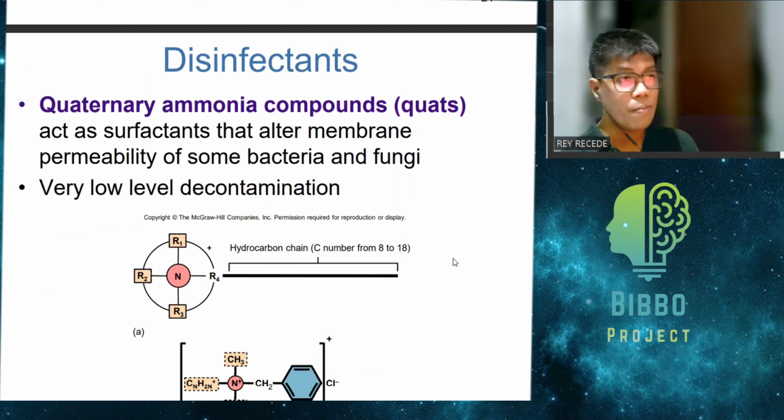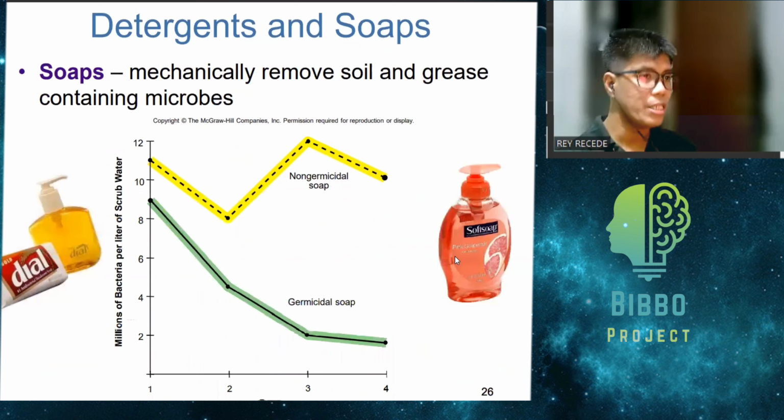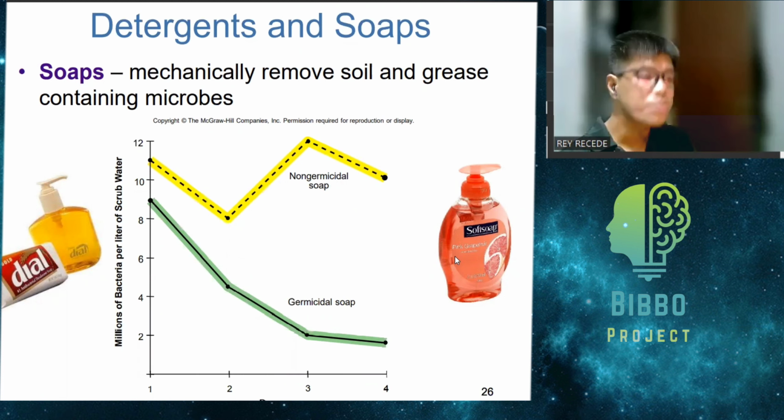Disinfectants, quaternary ammonia compounds, or tinatawag din siyang quats, act as surfactants that alter membrane permeability of some bacteria and fungi. Very low level of decontamination. And lastly, you have detergents and soaps. Soaps mechanically remove soil and grease containing microbes.